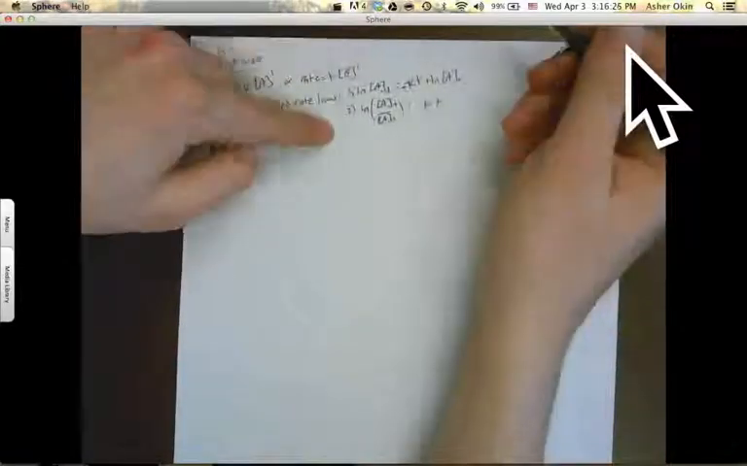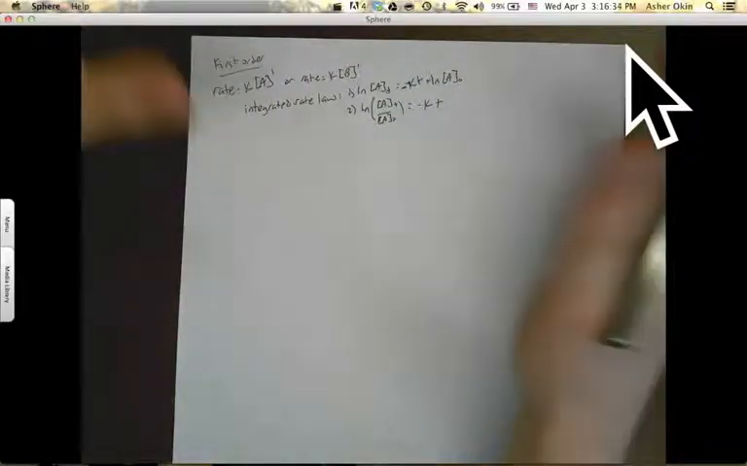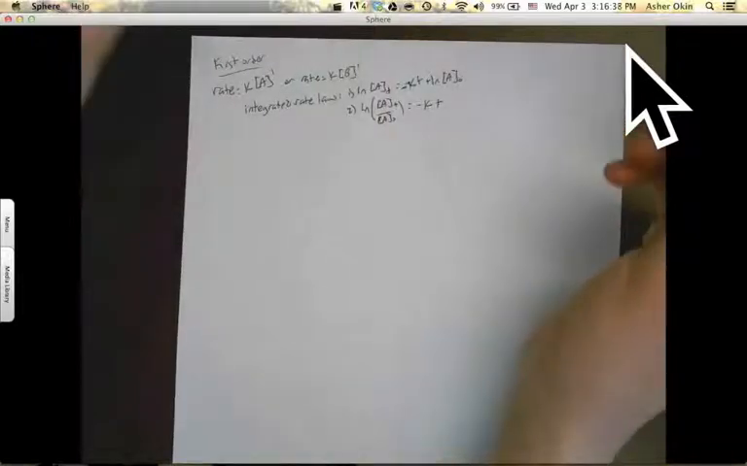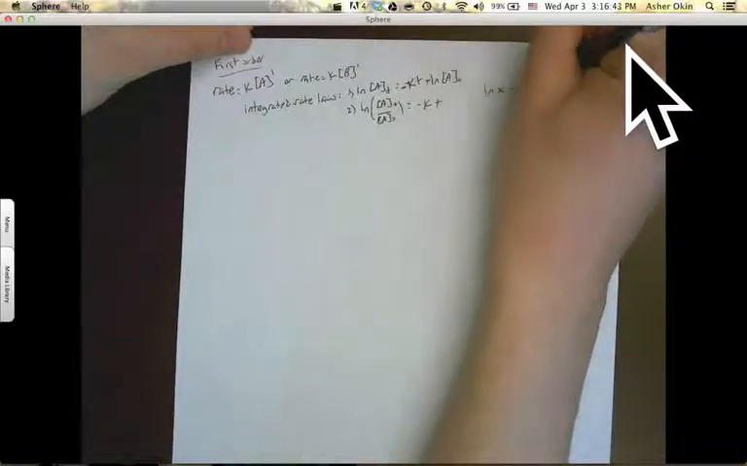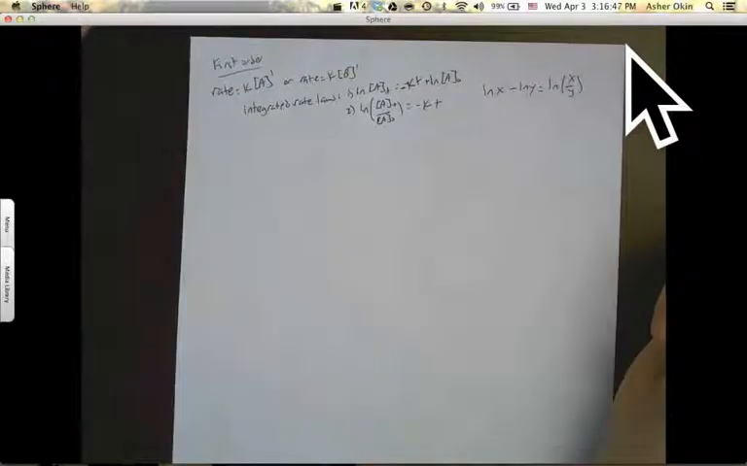And what I did there was knowing just a general law of how natural logs work. If you subtract them, it's the same thing as dividing them inside the natural log. So natural log of x minus natural log of y is the same thing as writing the natural log of x divided by y. So that's all I did there.